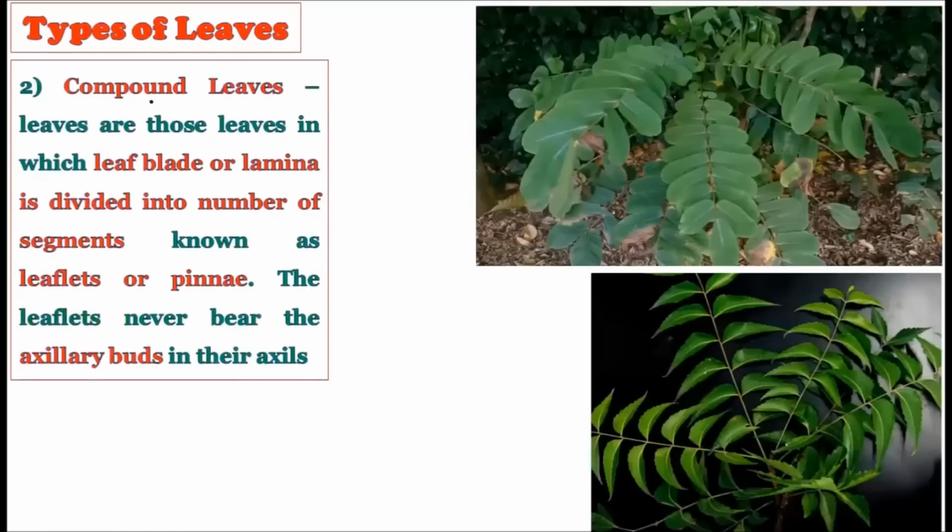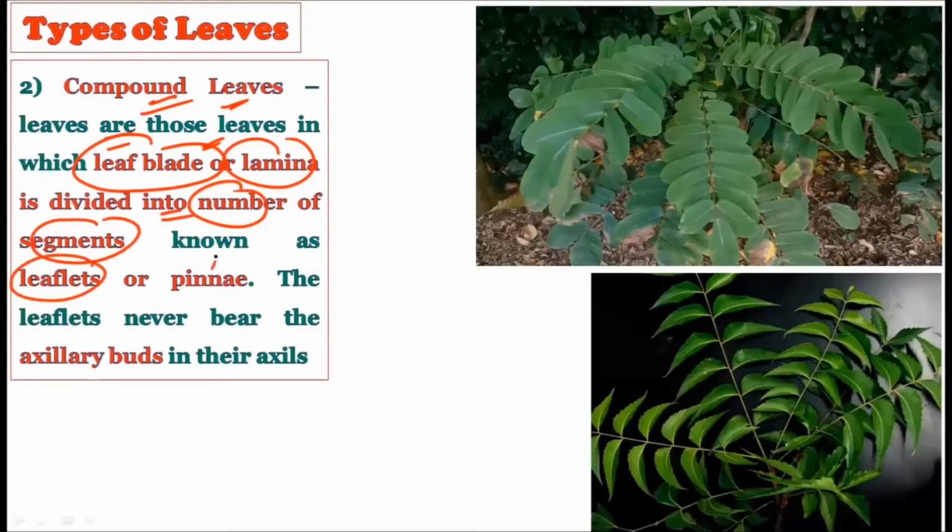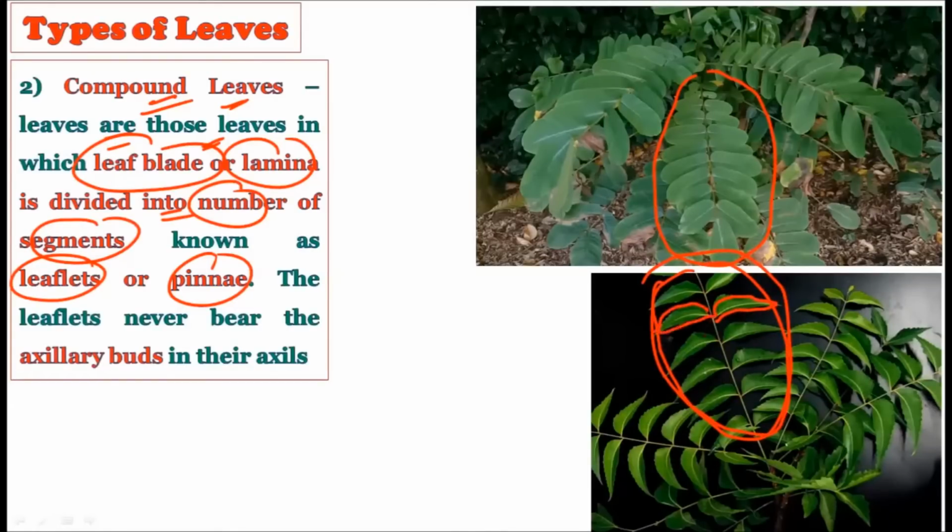Now consider the second one, which is called the compound leaves. Compound leaves are those leaves in which the leaf blade or lamina is divided into a number of segments known as leaflets or pinnae. Now, you must have seen such a kind of leaf in your surroundings. This type of leaf is considered a compound leaf because the single blade, which is the whole lamina, has divided into a number of leaflets or pinnae. These are portions which came out of the single lamina.